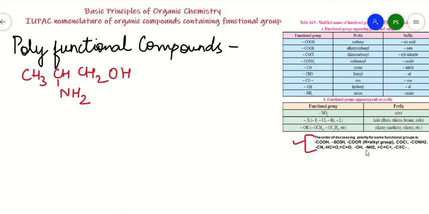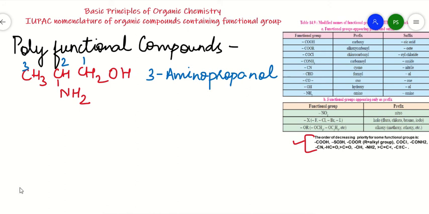So I will be selecting the main chain containing the OH group. This would be your principal functional group, and according to OH I'll be giving the suffix to the compound, and NH2 will be treated as prefix. So the name of this compound would be: on the second carbon atom, what you are seeing is amino. NH2's prefix is amino, and the chain is containing 3 carbon atoms with suffix ol.